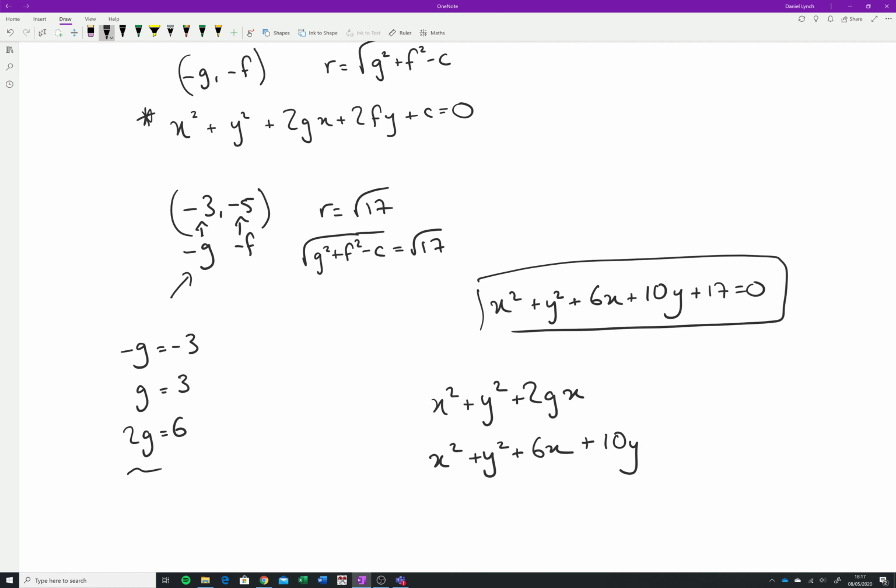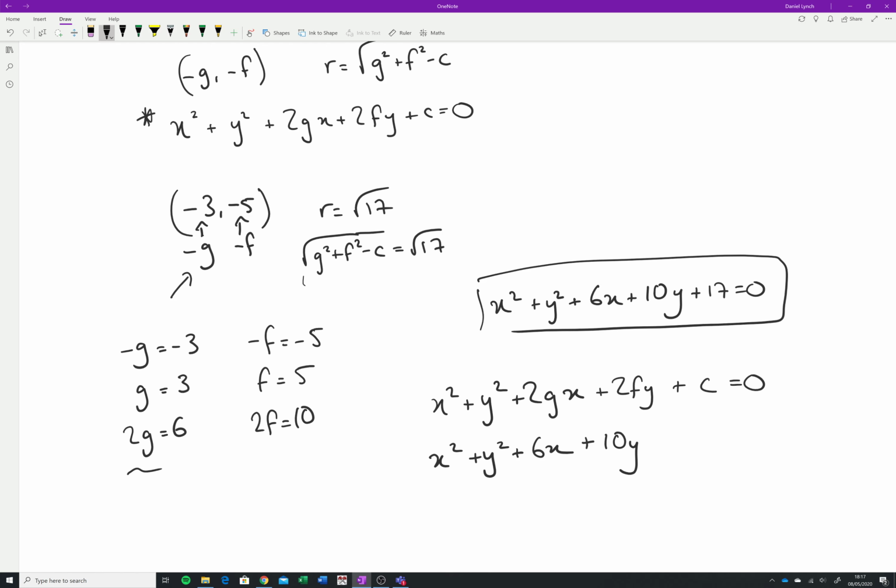But if you want to do it slowly, that's no problem, especially at the beginning. Minus f equals minus 5, so f is 5. And remember, it's x squared plus y squared plus 2gx plus 2fy. So we need to get 2f, and it's that number of y's. Well, 2f is 10, so it's 10y, but we already knew that. And then it is plus c equals 0.